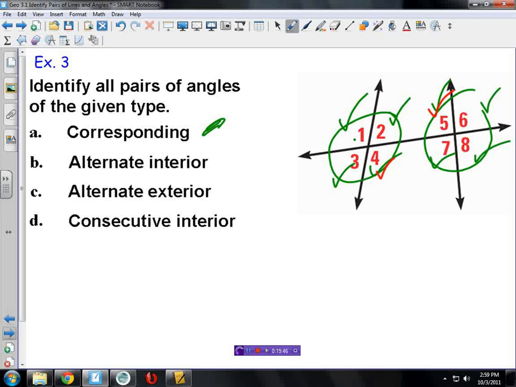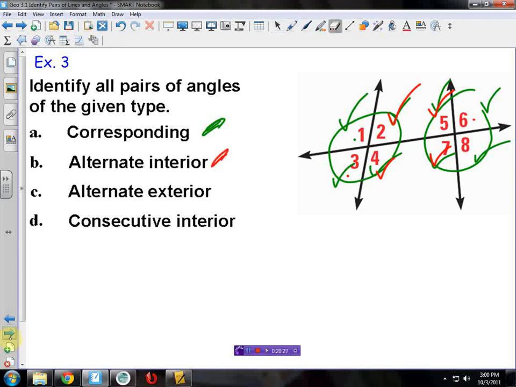TJ, can you give me another pair of alternate interiors? Somebody tap TJ. TJ, thank you. Can you give me another pair of alternate interiors? 7, I'll take. 6 is outside, though. We're not going to take 6. 3 is also outside. So we have 7 and what? 2. Okay, alternate sides of the transversal inside of the 2 lines. All right, so we did alternate interior in red.